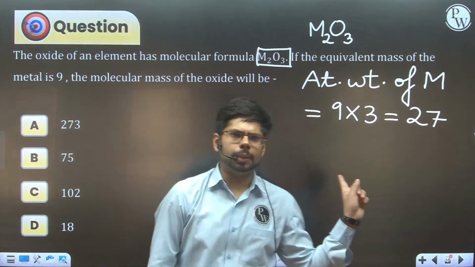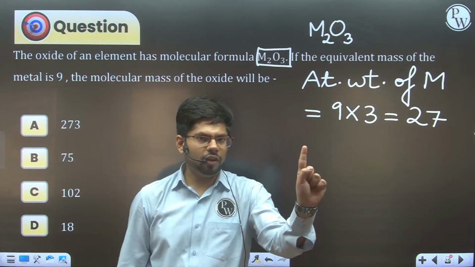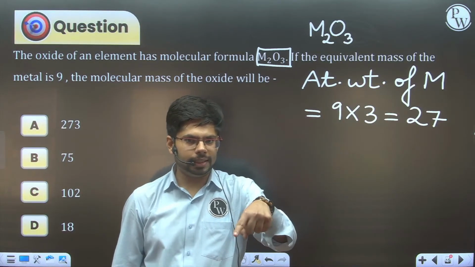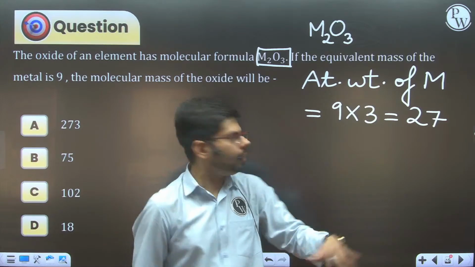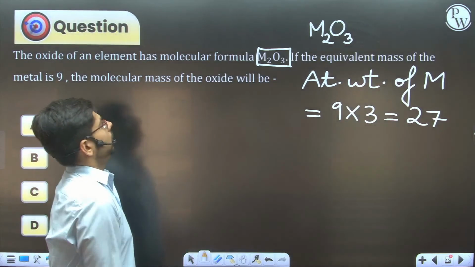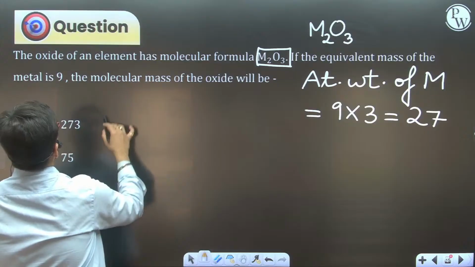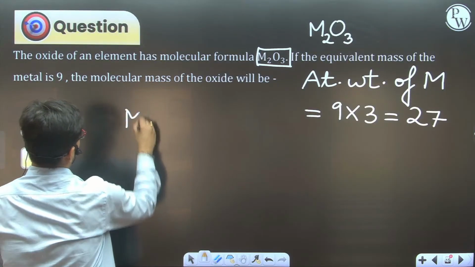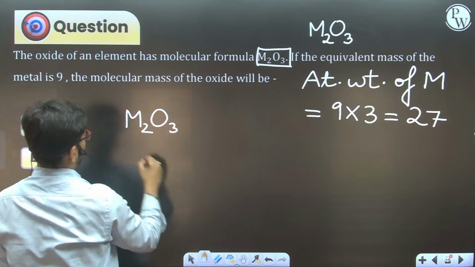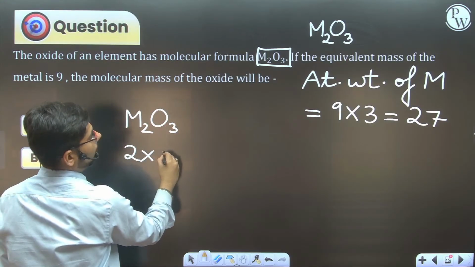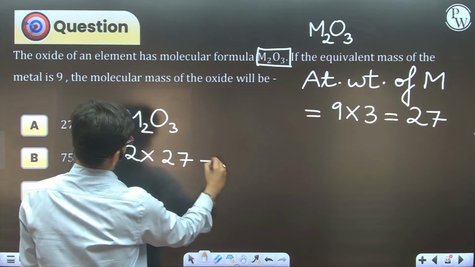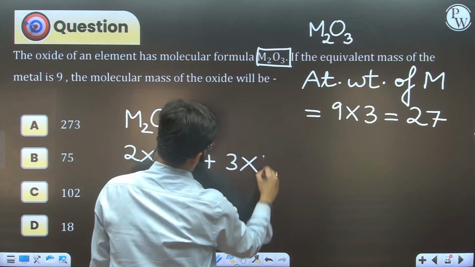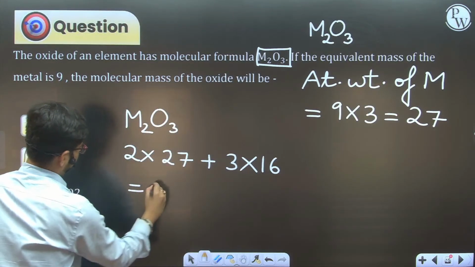Just now we used this concept, right? Equivalent weight of an element is atomic weight upon valency. So atomic weight will be equivalent weight multiplied by valency. Now, what is the molecular mass of the oxide? It's simple. Molecular mass of the oxide will be 2 into atomic mass, that is 27, plus 3 into 16, this is 48, plus 54.